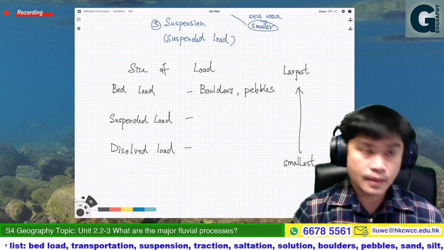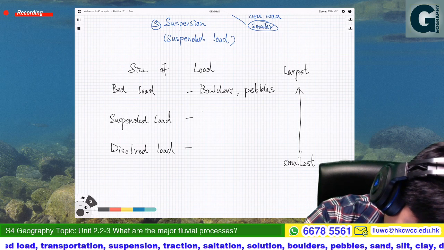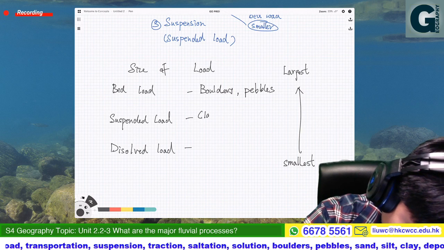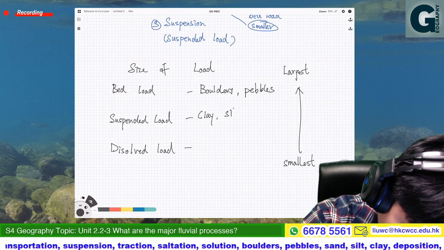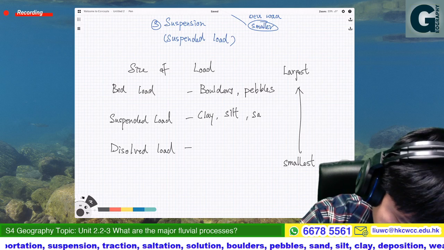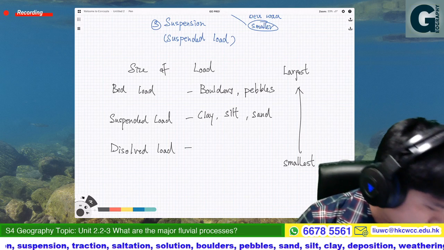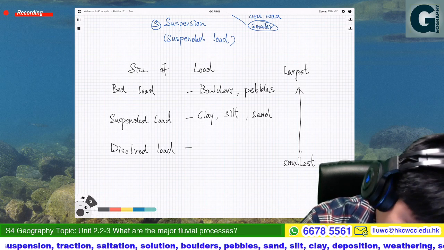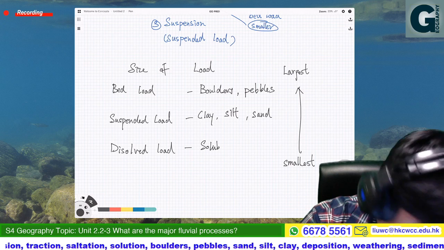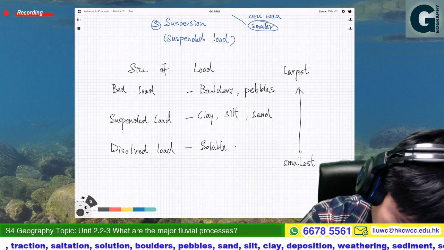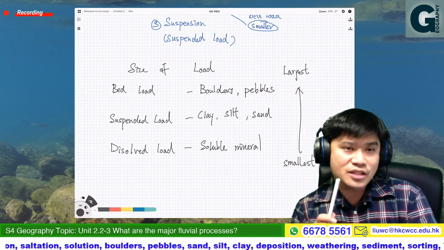About the size. Okay, suspended load. From your textbook, it mentioned clay, silt, and also sand. And then dissolved load, that would be about some suitable mineral. Okay, that is what we have just mentioned.